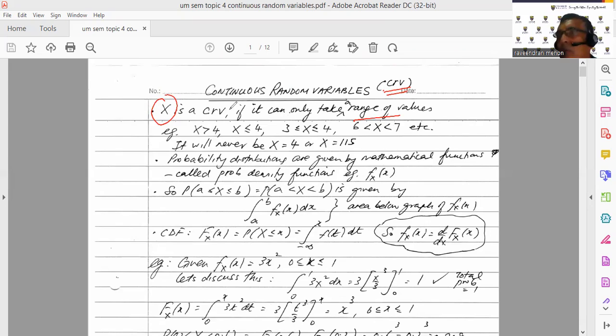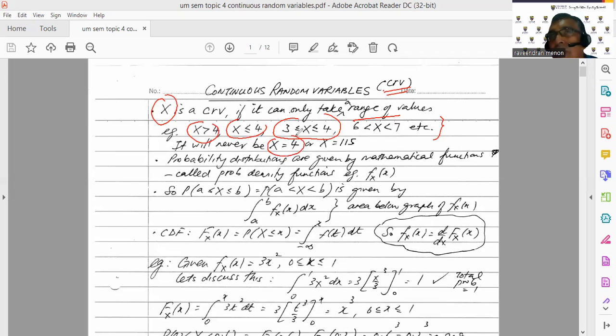What is a continuous random variable? A continuous random variable is a random variable that can only take a range of values. What do you mean by a range of values? What I've written here: X bigger than 4, X less than or equal to 4, X between 3 and 4 inclusive, X between 6 and 7 not inclusive. So this is what I mean by can take a range of values. It will never be X equals to 4.